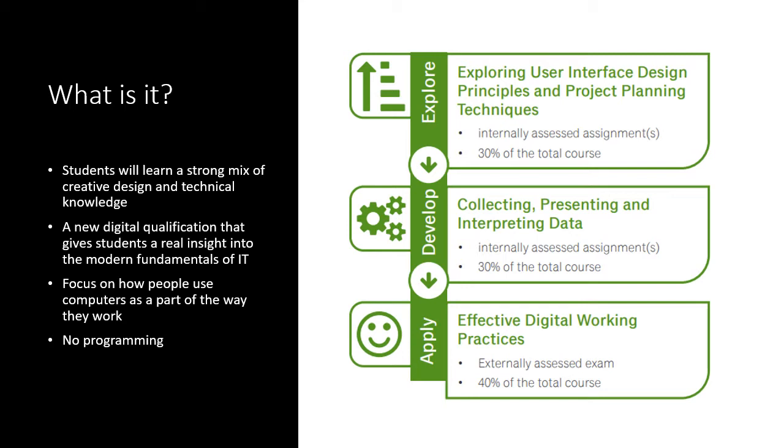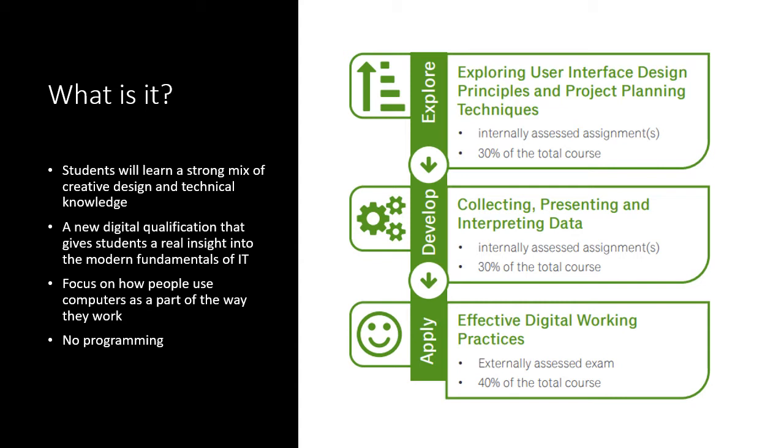The structure of the course is 3 units. The first 2 units are both worth 30% of your final grade, and they're both assessed internally through coursework. So Unit 1 is exploring user interface design principles and project planning techniques. That's about creating an interface that people would use for a particular application. So something you would see perhaps in McDonald's on the interactive menu system, or at a petrol filling station where you've got to choose the menus to choose what fuel you want to pay for and where you want to do it.